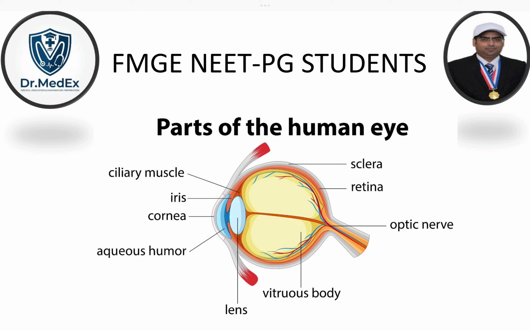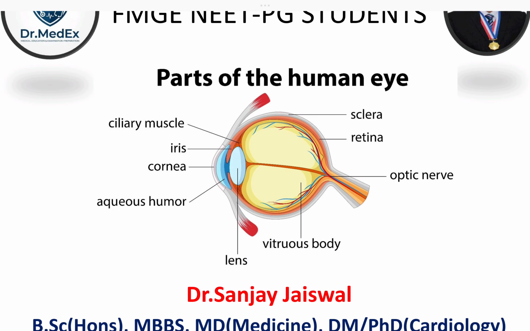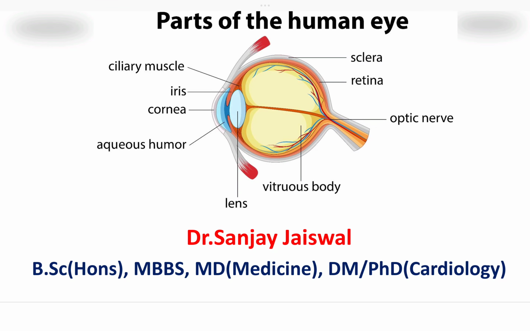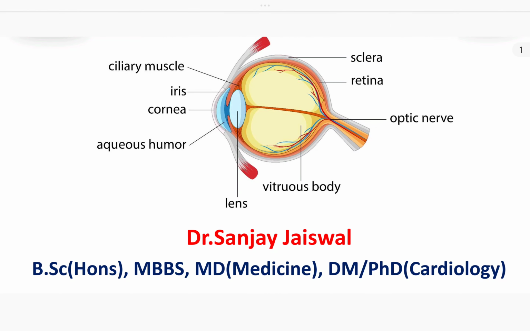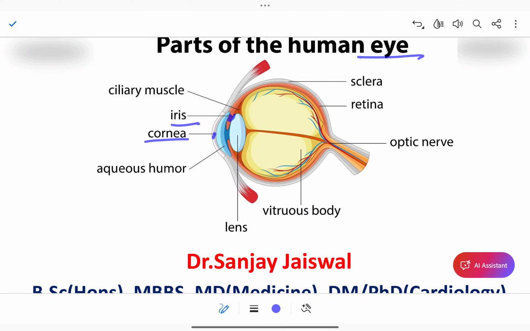Parts of the human eye. Cornea. This is cornea. What is the function of cornea? Protects the eye, refracts light. This is iris. Colored muscle that regulates pupil size.